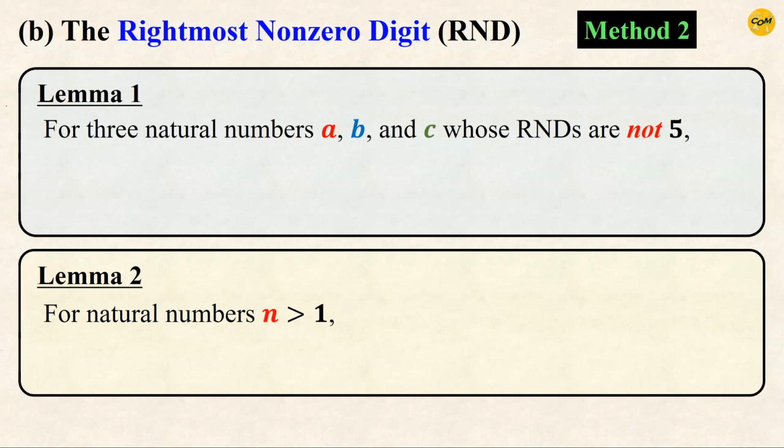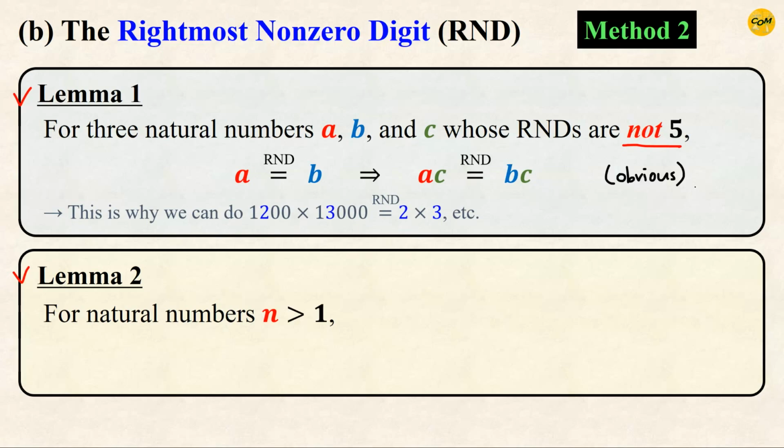Method 2. Now, in this second method, I will show you a more general way to do it. First, we have to introduce 2 lemmas. I am not going to prove them strictly, since they are pretty straightforward and the lemmas themselves are not the main point of the video at all. So the first lemma is, for 3 natural numbers a, b, and c whose rightmost non-zero digits are not 5, if a and b have the same rightmost non-zero digit, then ac and bc also have the same rightmost non-zero digit. This is pretty obvious, and actually, we have already used this lemma a bunch of times in the first method. I am just stating it here because I want to be more formal in this method.